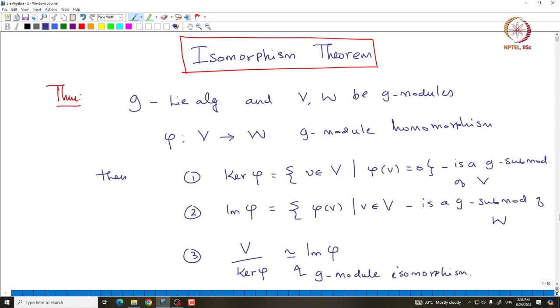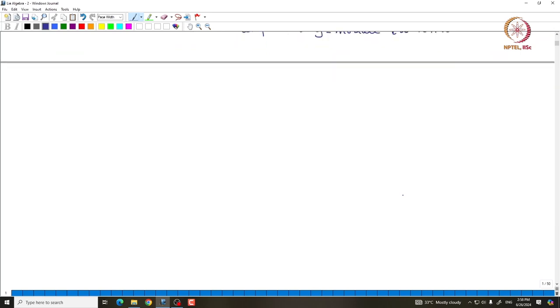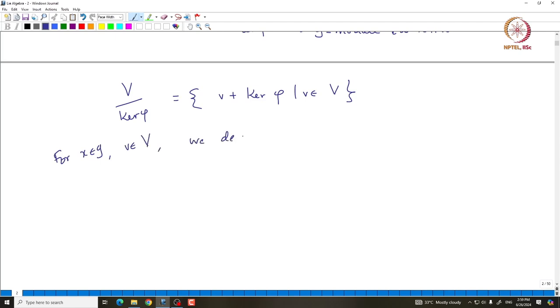Okay, what is the structure on the quotient V modulo the kernel phi? That is easy to define. Recall that V modulo the kernel phi is nothing but all possible cosets v plus kernel phi, where v comes from capital V. Now we define the action of G that is inherited from the ambient module V. How can one define it? For x in G and v in capital V, we define x acting on v plus kernel phi to be just xv plus kernel phi. So this is how the action is defined.